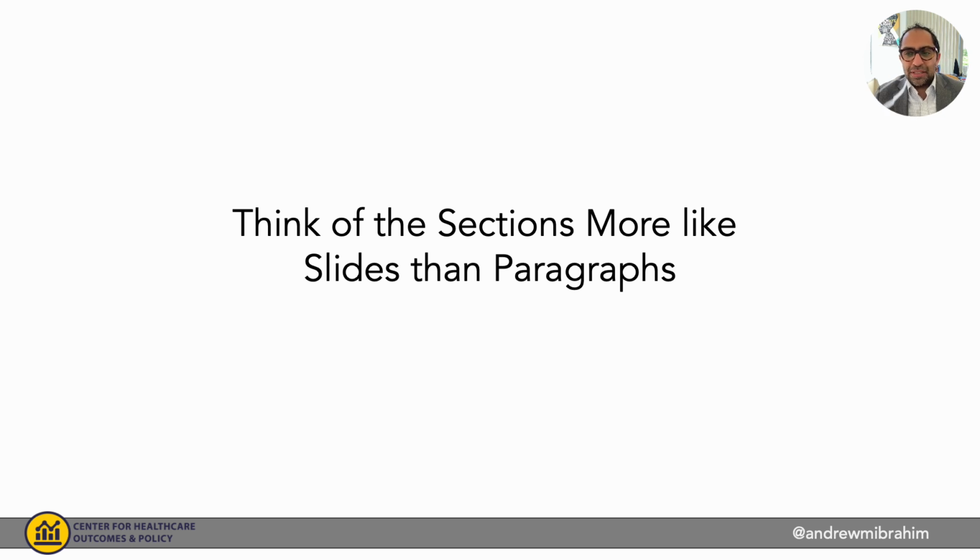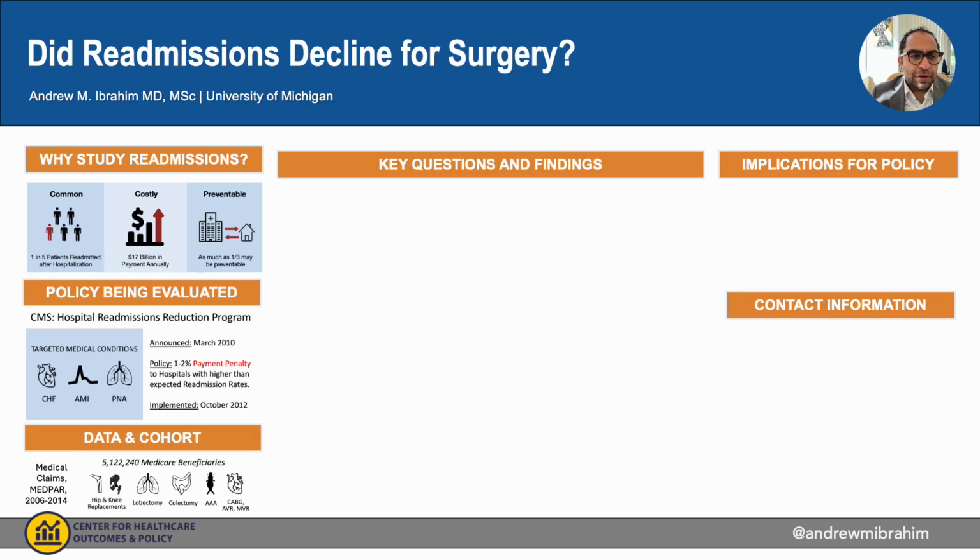Next thing I want you to do is, instead of just taking that whole paragraph of text and dumping it in there, or even taking it and putting it into bullets, try to think of it more like a slide and see if there's a visual way that you can communicate that information that you can still talk about. So here, for example, in that first column, I've taken a slide approach and said, why study readmissions? Because they're common, costly, and in many cases may be preventable. What's the policy being evaluated? The Hospital Readmission Reductions Program, and you can see some details about it there and the initial conditions it was targeting. And then what did I study in this particular study? What cohort did I study? I used Medicare claims data for the 6 procedures shown there.